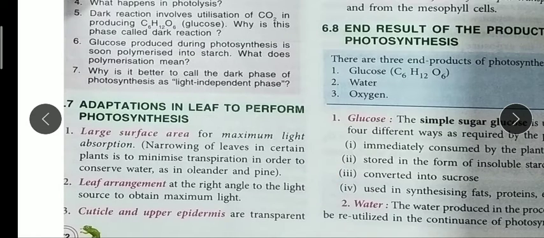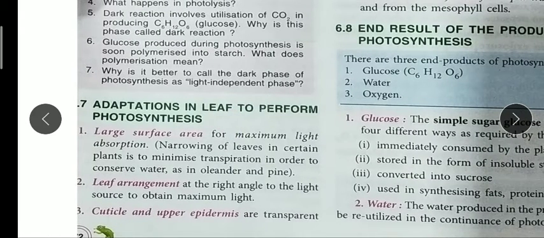Now the next topic is adaptation, 6.7: adaptation in leaf to perform photosynthesis. Leaves show some adaptations, some changes which help in the photosynthesis process. If the leaf has a large surface area, if the leaf is broad like a peepal leaf or banana leaf, it can absorb more light. So a large surface area of the leaf helps to absorb more light for photosynthesis.